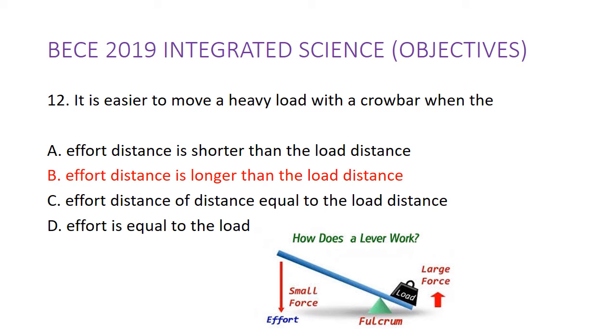So if you look at the diagram here, you see the distance from the fulcrum, what you call the pivot, where the green triangular object is, to where the effort is on the left, that distance is the effort distance. So you see that it's greater, it's long, as compared to the load distance, which is on the other side. So this makes lifting the load very easy. Why? Because you require small force. So whenever the effort distance is longer than the load distance, it makes the work easy, because you just have to apply a small force.